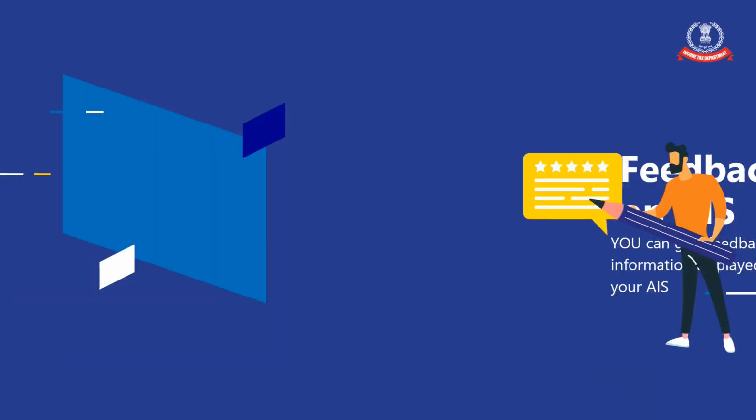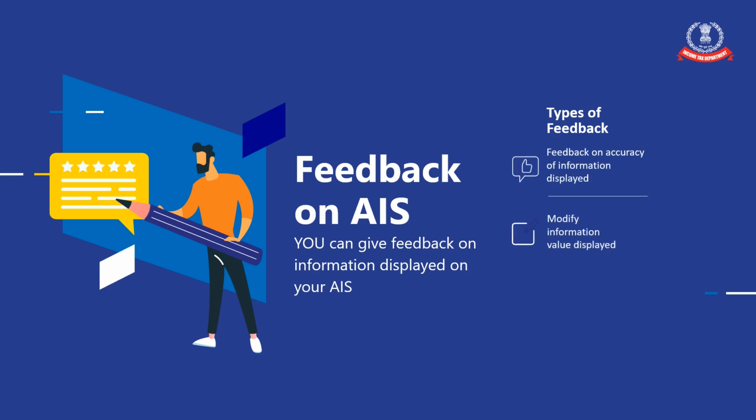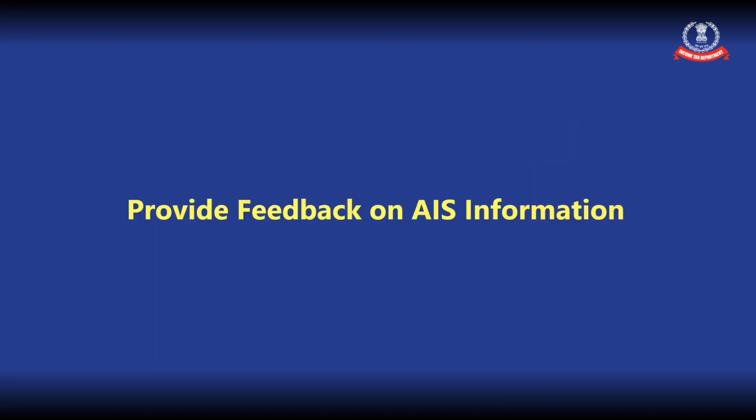Now you can also give feedback on the information which is displayed in your AIS. There are three types of feedback. You can give feedback on accuracy of information displayed. You can also modify information value displayed, and then there are options for customized feedback based on the information category. Let us see how we provide feedback on AIS information.